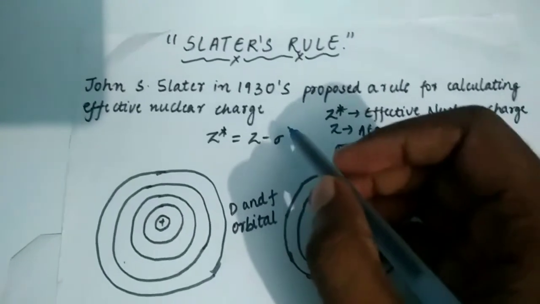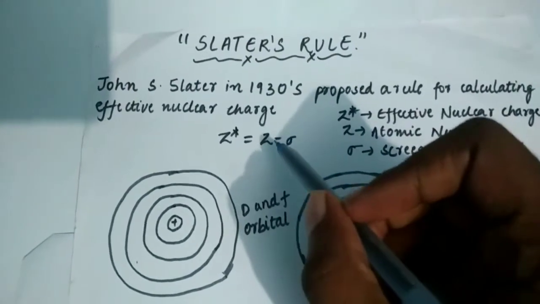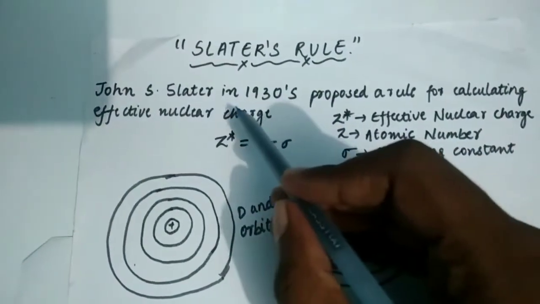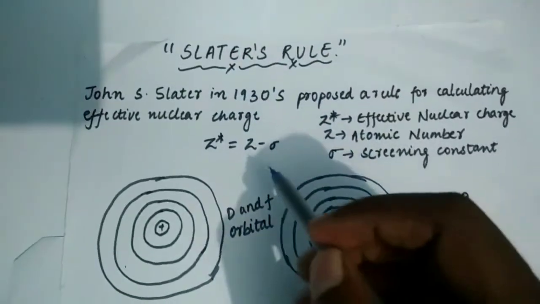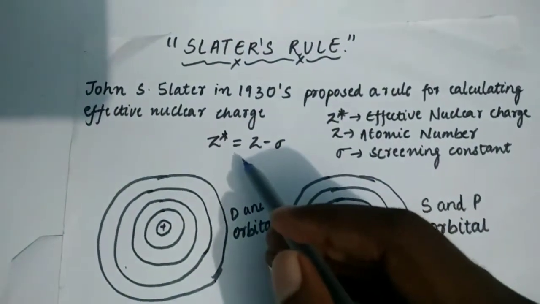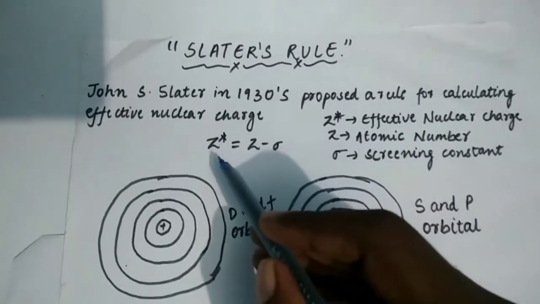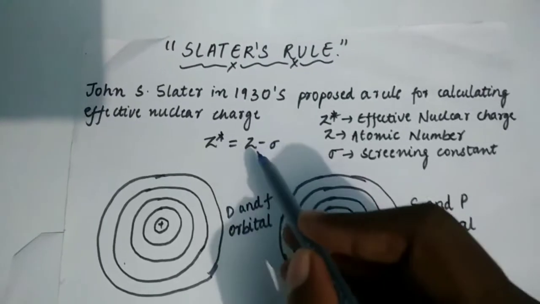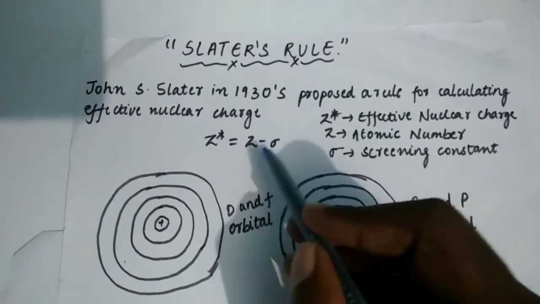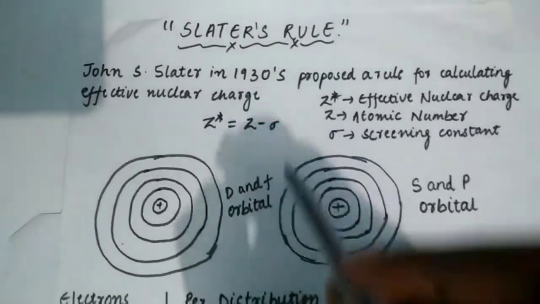Welcome back all. Today we will learn about Slater's rule. Slater's rule was given by John S. Slater in the 1930s. The method was used to calculate the effective nuclear charge of an atom. Here Z star represents effective nuclear charge, Z represents atomic number, and sigma represents screening constant.